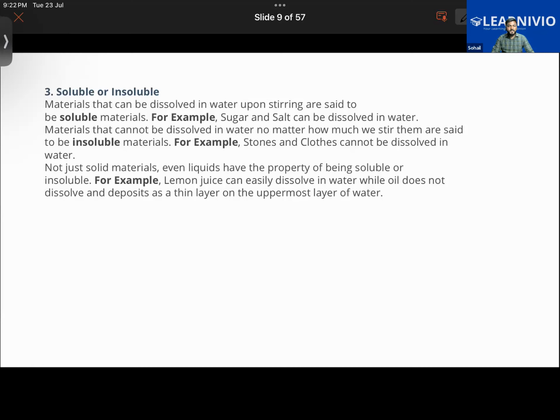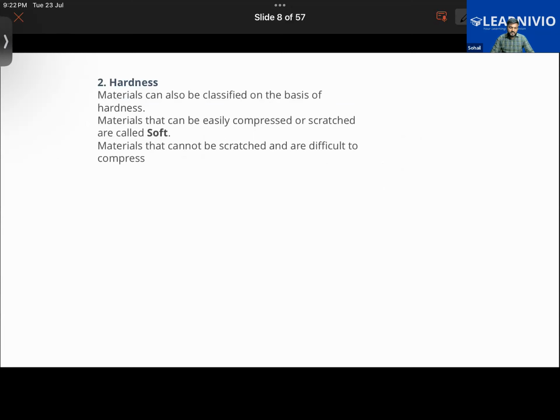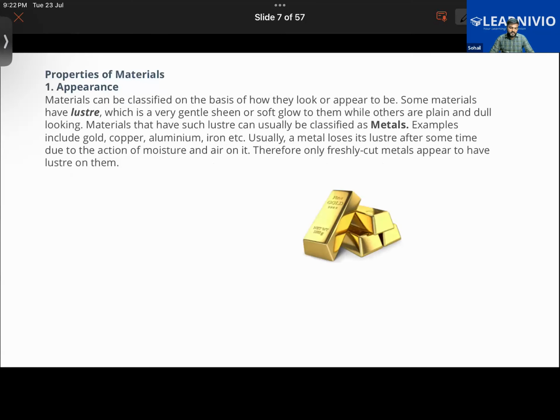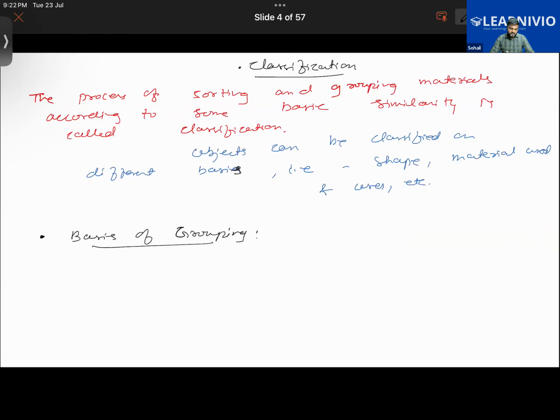Is the subtopic? What is the third subtopic? The third subtopic. No, fourth one. Which one were you referring to? Like the basis of? Basis of grouping.